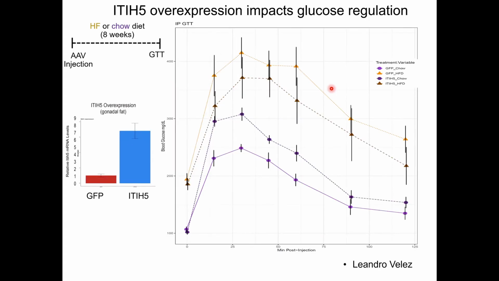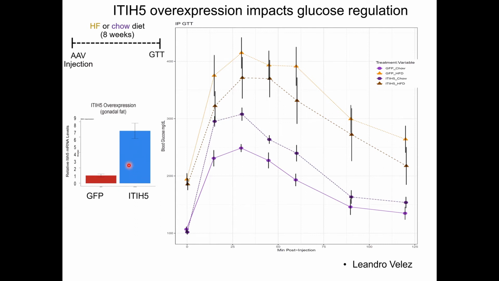So the next thing we wanted to do is evaluate the long-term consequences of modifying ITIH5. So we made an adeno-associated viral vector overexpressing ITIH5 coming from fat cells specifically. This is an adiponectin promoter. It's selectively also degraded in the liver. This leads to about a 6 to 7-fold upregulation of gene expression in fat.